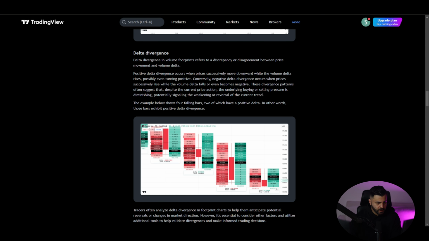Let's have a look at the exact definition of Delta Divergence, because you can only get Delta Divergence from footprint charts. If you don't know how to use footprint charts, then this is really not going to make any sense to you. But if you know what footprint charts are and how to use them, then this is something that will be applicable to you.